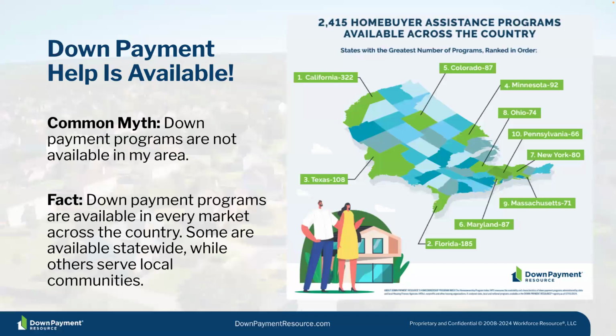So where are these programs located? Well, these programs are literally everywhere. Some markets have more homebuyer programs than others, but there is a state housing finance agency in every state, and their programs are available statewide. So as mentioned, there's literally no county or market in the country where there isn't at least some kind of down payment assistance or other form of homebuyer assistance.